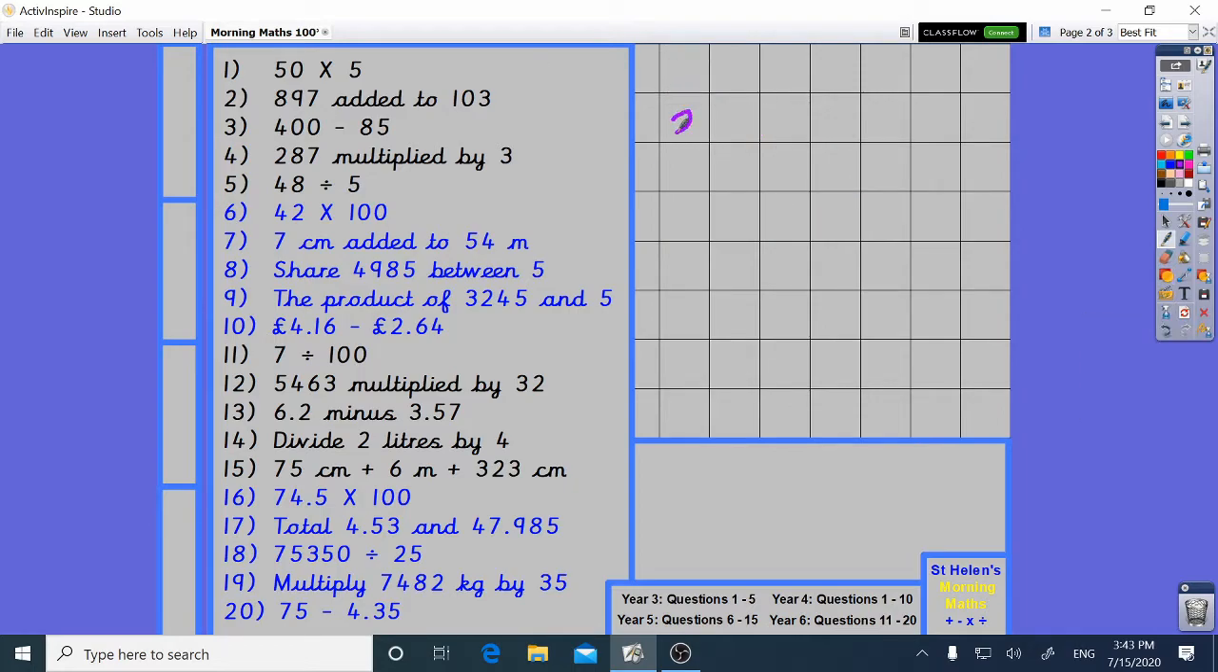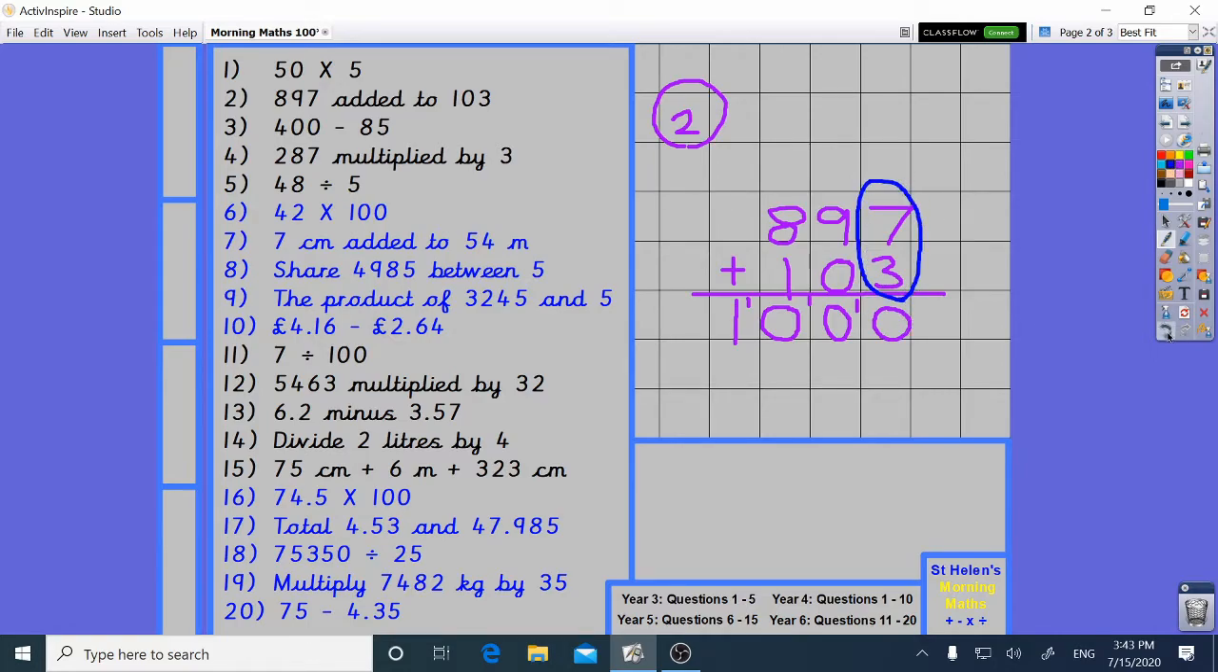Question 2. 897 added to 103. I've planned the answer out to make a special kind of number. I wonder if you know what it is before we even do the question. If you're good at your number bonds, you might. Pause if you need time to copy. 7 plus 3 is 10. 9 plus a little one is 10 again. 8 plus 1 is 9, plus 1 is 10 again. And there's nothing else to do, so that little one should be a big one. It's 1,000. If you know your number bonds, 7 and 3 go together to make 10.